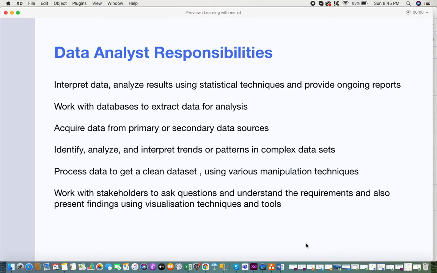And once you have that, you need to be able to process data. Before doing all this, you should be able to process and clean data using various manipulation techniques. Once you have your clean data, only then would you be able to do some analysis. Else your data is going to be unclean, raw data, and of course it's going to affect your analysis. Once you're done with that, you need to work with stakeholders to ask questions, understand what requirements they have, and later present your findings using several visualization techniques and tools. Only when you deliver your findings to stakeholders will they be able to understand the various causes and root causes of the problem they are facing. Generally, on a high level, these are the responsibilities you might find for every data analyst role.